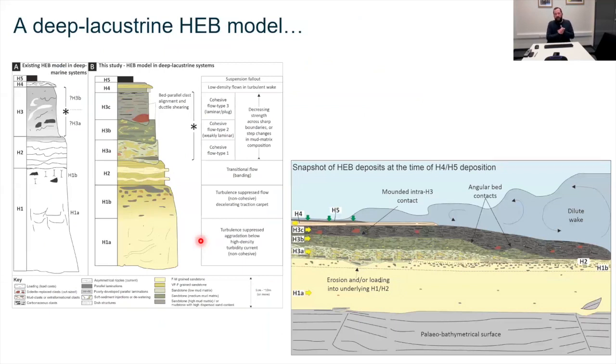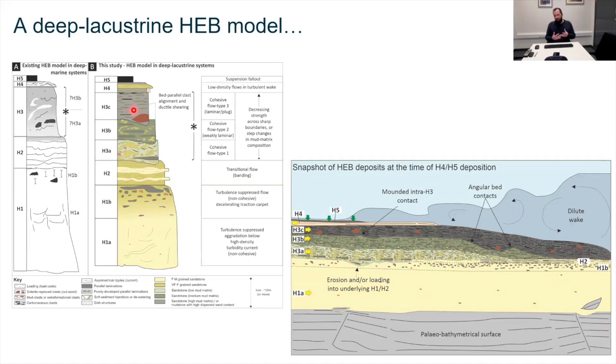And so whether that variability is due to these being examples from deep lakes, I don't think I've quite got that far yet, but I'm sort of considering how you might deposit those subunits as part of a single hybrid event bed. That's sort of the next question to answer, I guess.